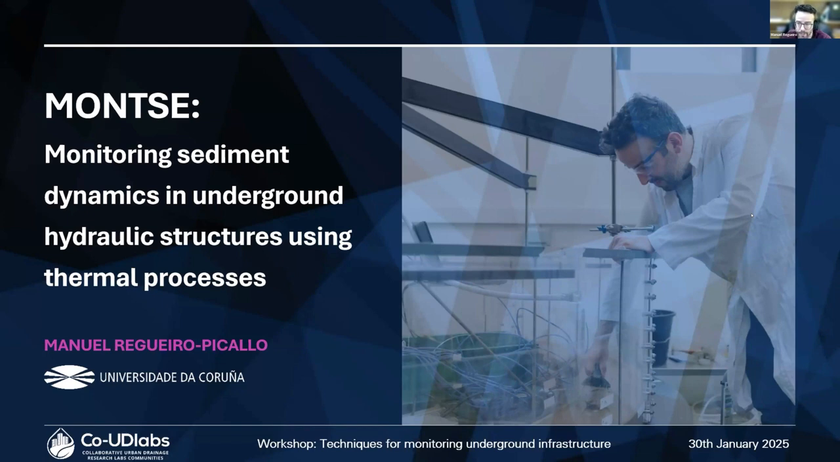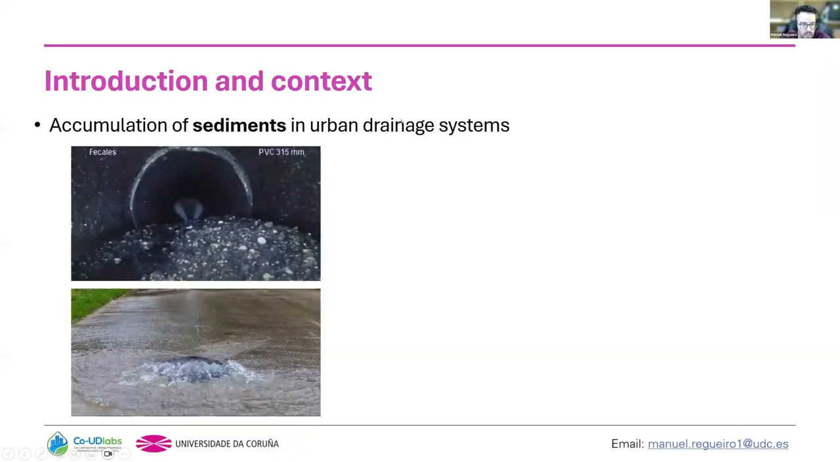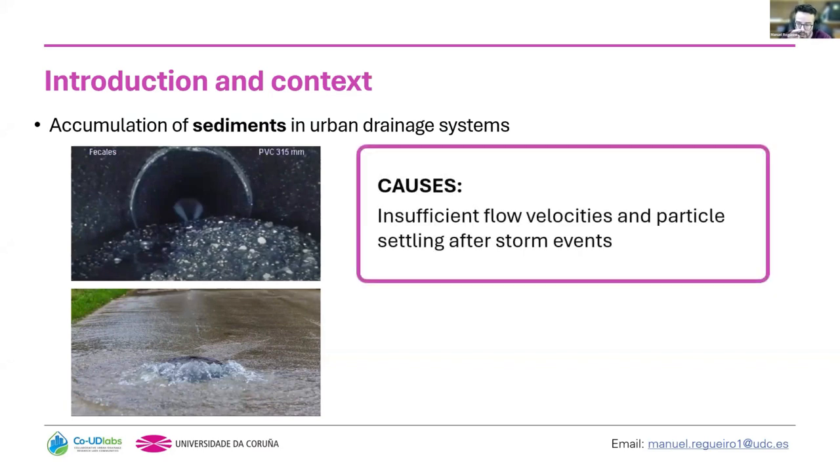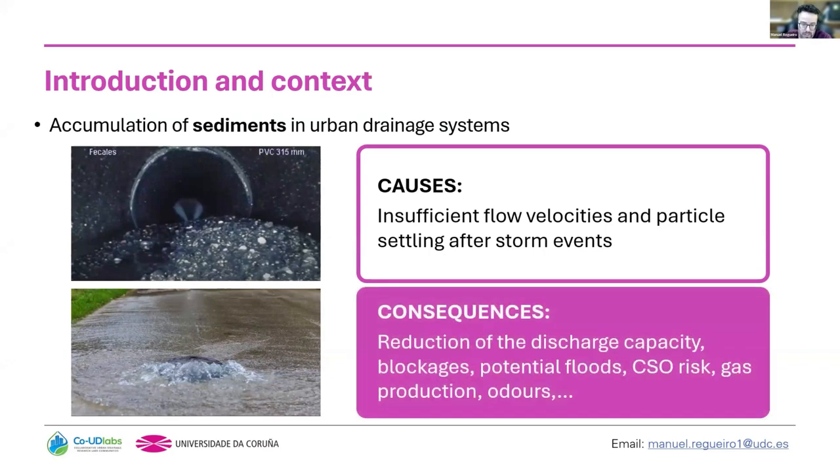Basically, I'm focusing on sediments, trying to understand, and not only to understand but also to measure, the accumulation in urban drainage systems. To put some context to this topic, the main causes that produce these accumulations are insufficient flows in these systems and also the particle settling after the storm events. And the main consequence is that these systems get reduced and lose discharge capacity.